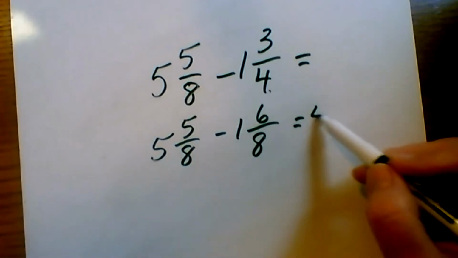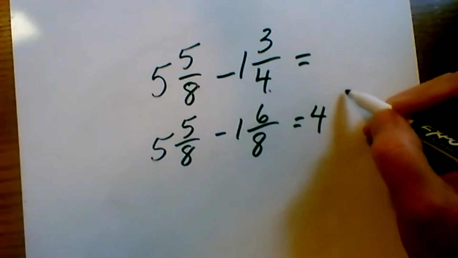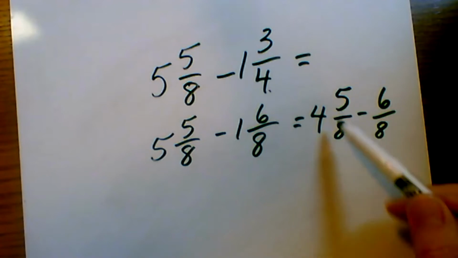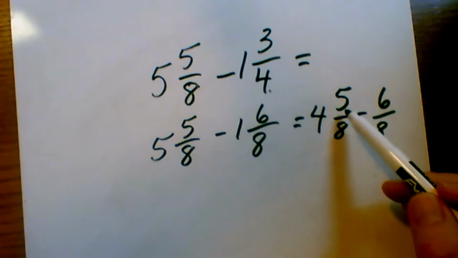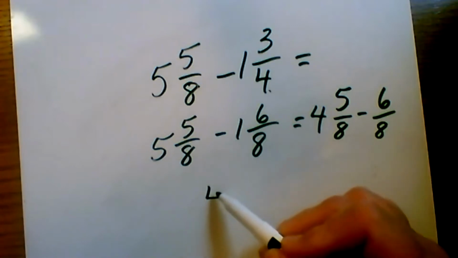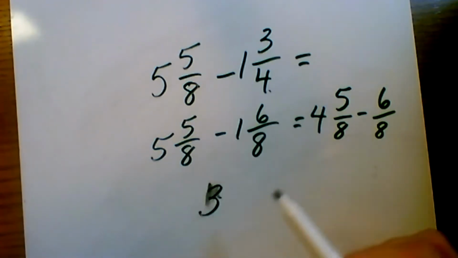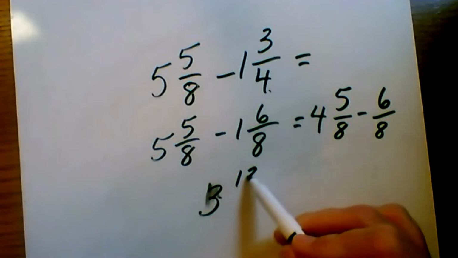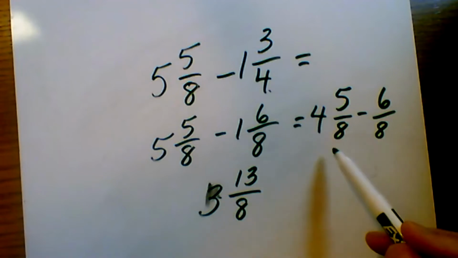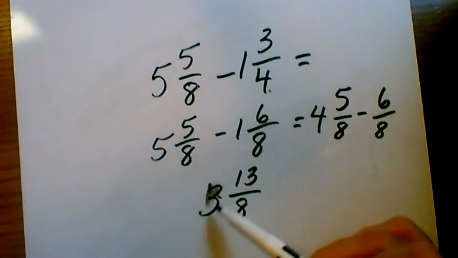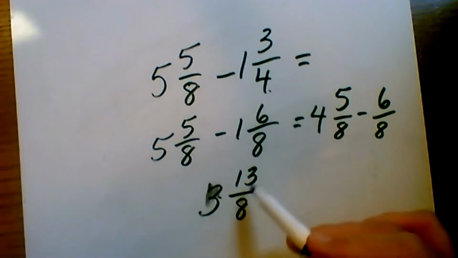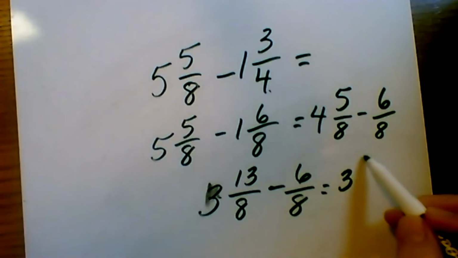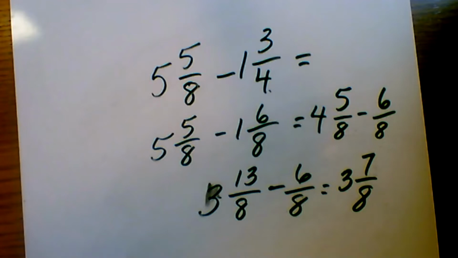5 minus 1 is 4. So that would be 4 5/8 minus 6/8. So we can see that we're going to have to borrow from the 4 to get enough of the fraction to subtract. So that would become 3, and 8 plus 5 is 13. So we needed 8/8 for the 1 that we took from here, plus 5 equals 13/8 minus 6/8. And that would be 3 7/8. There are, of course, other ways to solve this problem.